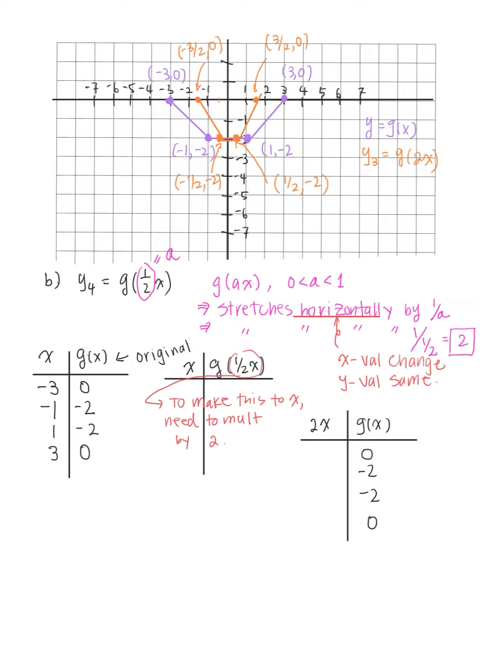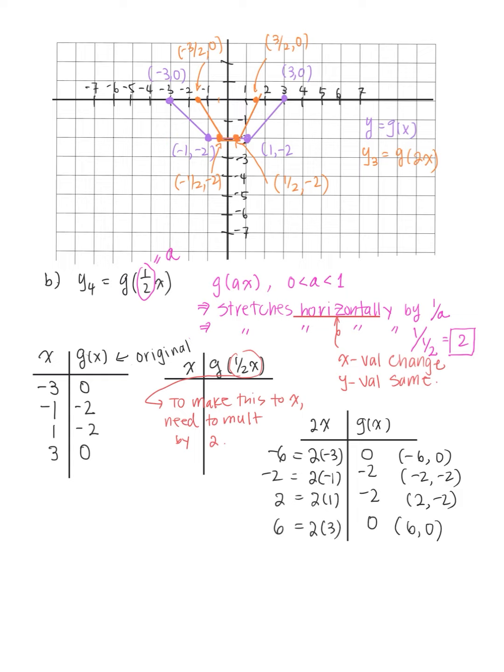So here, let me just write down 2 times, what's the first x value? -3. So that's going to be -6. So we're going to be plotting -6, 0. And the next one is going to be 2 times -1, which is -2. So plot -2, -2. And the next one is 2 times 1, which is 2. So that's 2, -2. And the last one is 2 times 3, which is going to give us 6. So we're going to be plotting 6, 0.